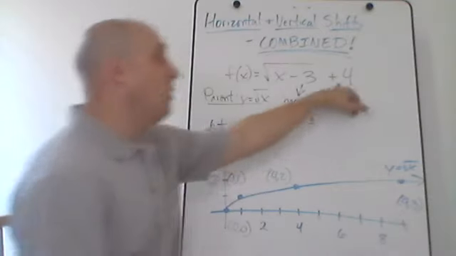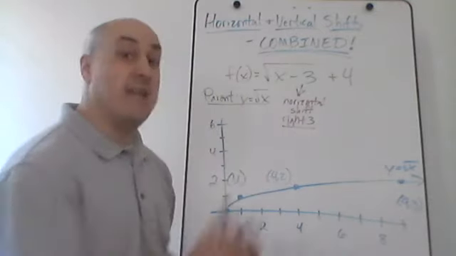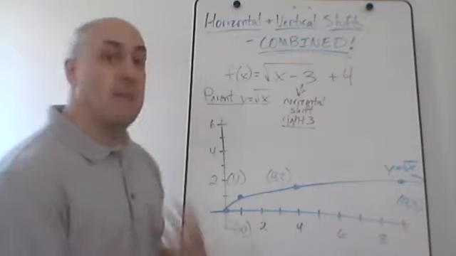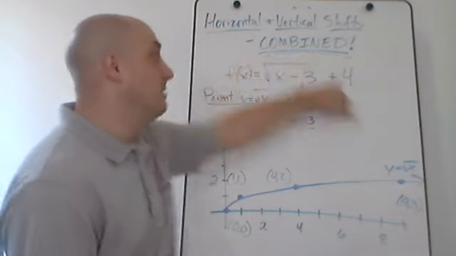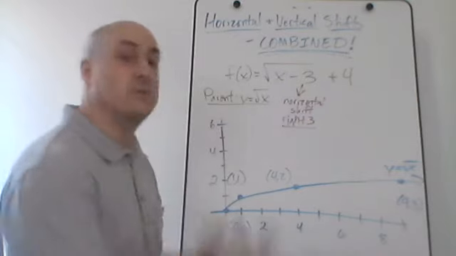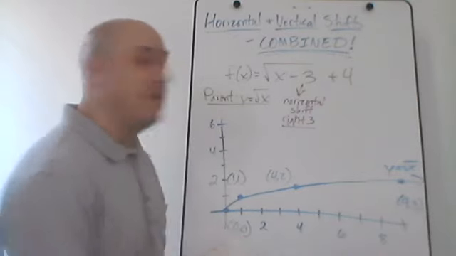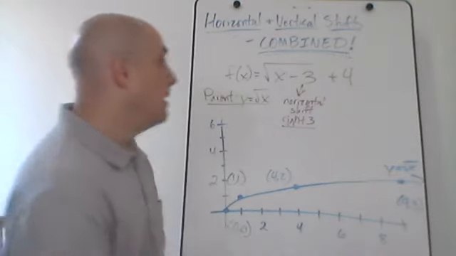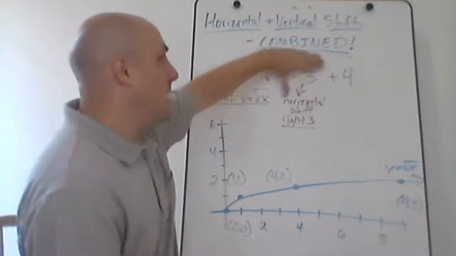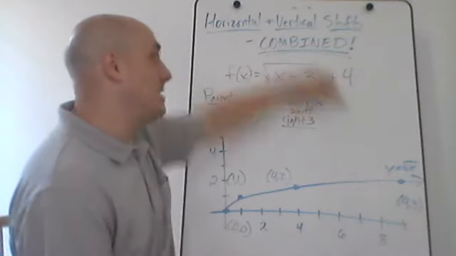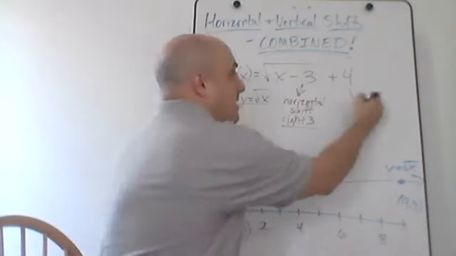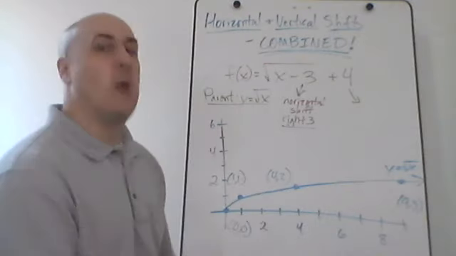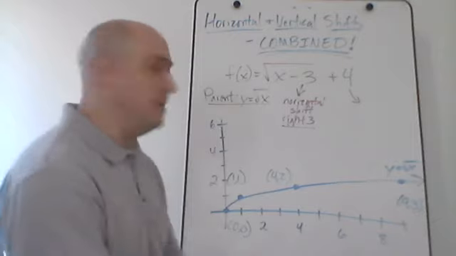And then this +4. Well, if we have numbers added or subtracted outside of the parent function, right? And by outside of the parent function, I mean not underneath the square root that we have here, right? That +4 is not under the square root, so it's outside the parent function. That affects the vertical direction, right? So, inside with the x affects the x, outside of the parent function affects the y, right? And again, in the video I did on vertical shift, I explained why that is, so you can go check that out to get the explanation for it.